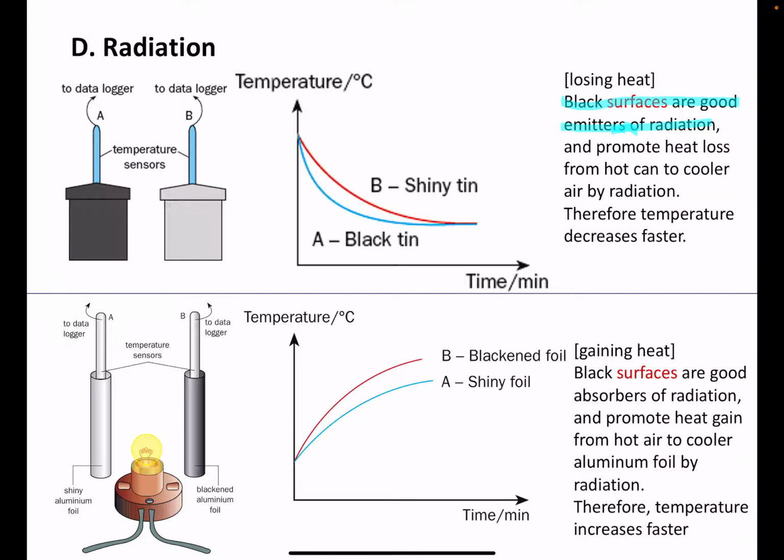Now, let's look at two foils that are being heated up this time. This time, it is about gaining heat. So the black surfaces are good absorbers of radiation. Therefore, they promote heat gain from the hot air to the cooler aluminum foil by radiation, and therefore the temperature rises.